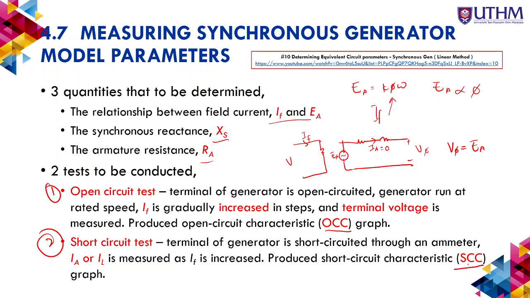This is important because sometimes you buy the machine and you don't know the parameters. What you have is the data sheet, for example. The data sheet provides you these two graphs. From these two graphs, you can calculate the synchronous reactance and also RA.